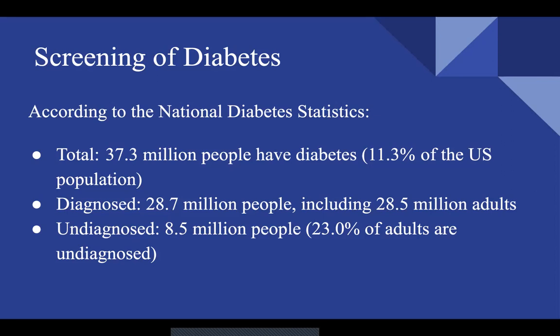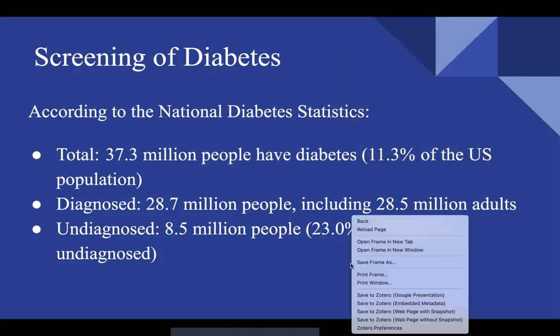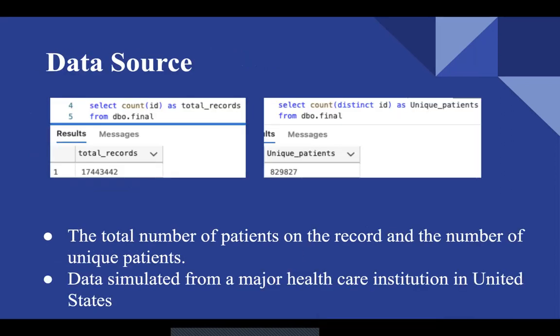Moving on to the next slide, we have our data source. The total number of patients on the record and the total number of unique patients were calculated from the DBO final table. This data was simulated from a major healthcare institution in the United States, and we can see the size of data that is used for predicting diabetes.